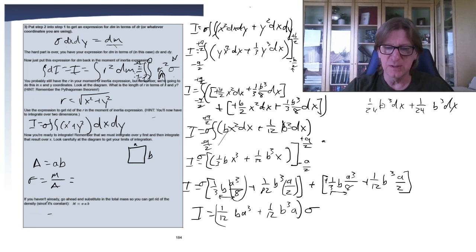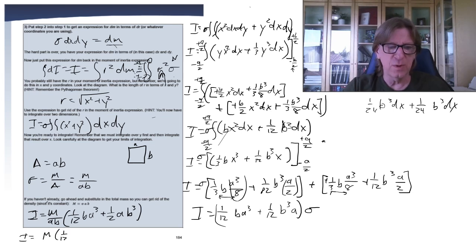Since we're running out of space, we'll try to put it down here. So that gives me that I is equal to, let's put our sigma in, which is going to be m over AB. So that's going to be m over AB times 1/12 b times a cubed, plus 1/12 a times b cubed. So in this first term, I'm going to lose an a. Let's just go ahead and write that out explicitly. So this is m. I'm going to multiply through by ab. And so I get 1/12, and that's going to be ab over ab.